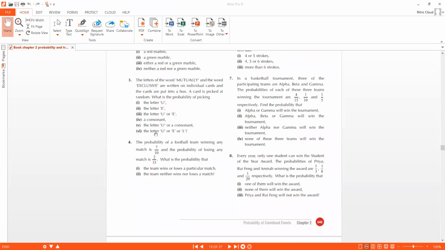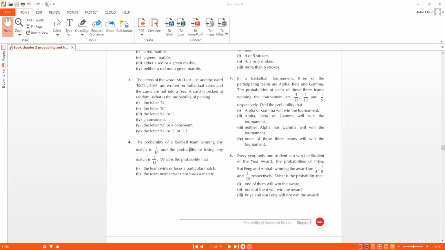Now, the letter U or a consonant? So you have 8 out of 17, 8 over 17, and 3 out of 17, so 10 over 17. Wait, how many consonants are there? I'm asking just letter U or a consonant. So the letter U is appearing 3 times, so that is 3 over 17, plus 10 over 17, 13 over 17.